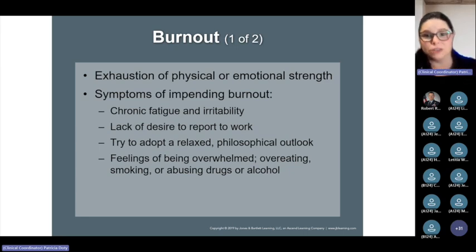This is a passionate field. Okay. Almost every single person that I've ever taught has said, I have a passion for helping others. I want to help others. I need to help others. And so when you have people that are very passionate about their field and they turn around and they're like, I really just don't want to go to work anymore, there's a problem. Okay.